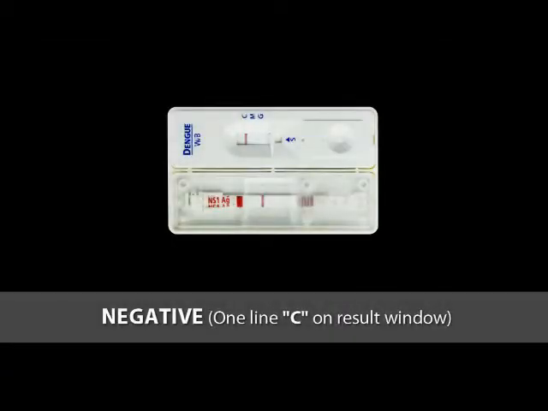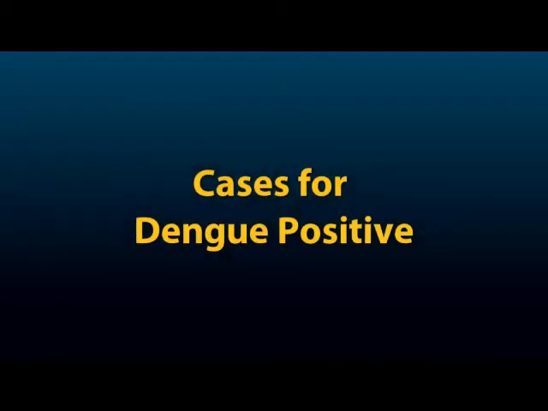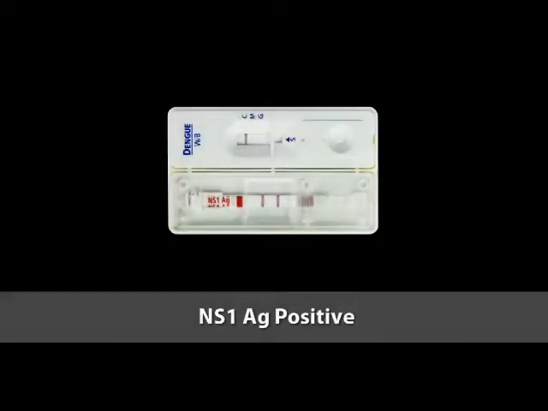Only one line C on result window means negative. NS1 antigen positive would be indicative of acute stage of dengue infection. NS1 antigen and IgM antibody positive would be indicative of acute stage of dengue infection.